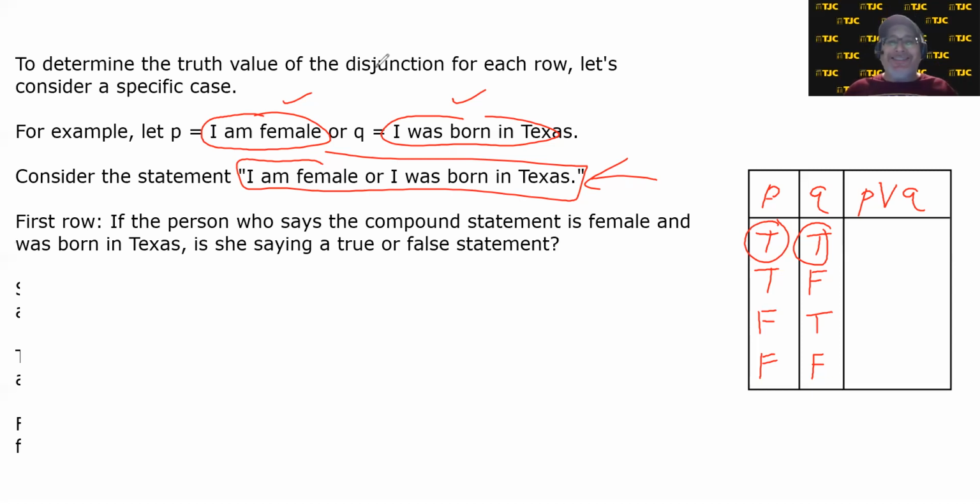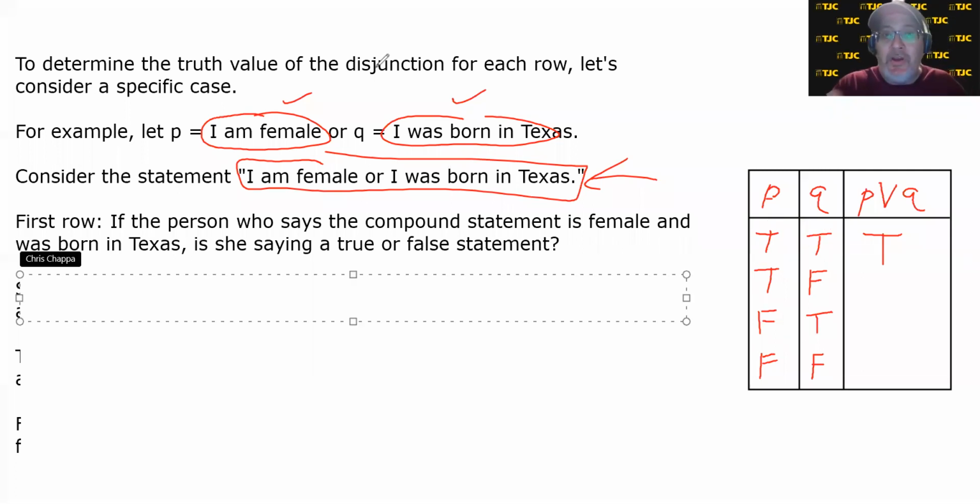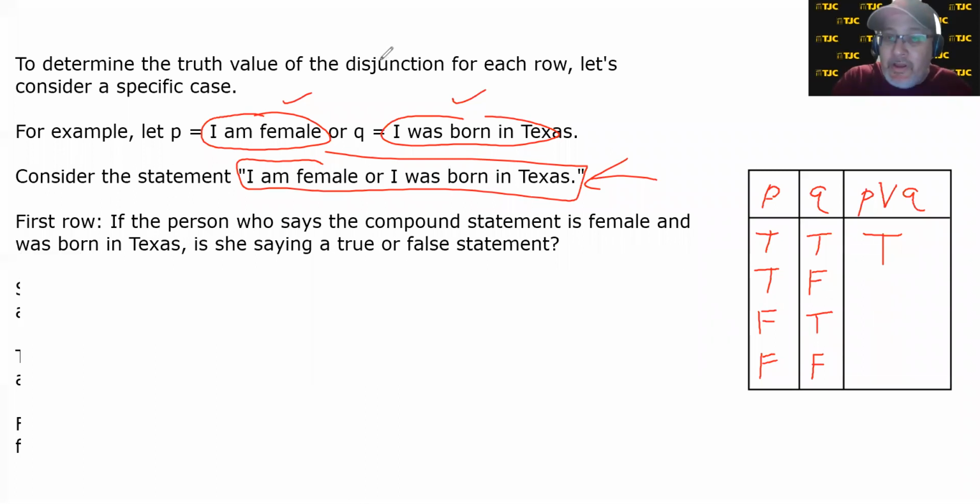Just a reminder, in symbolic logic, the word or is an inclusive or, which means it's okay if both halves are true. So that being said, if the person who says this is both female and born in Texas, they are saying a true statement. There's the first row. Now, let's check out the second row. The second row has the first statement true and the second one false.